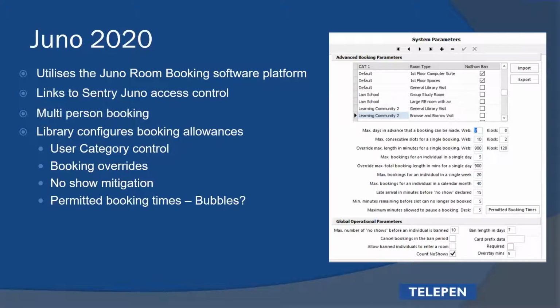And the library has full control over the booking allowances. You can do this via user category if you so wish. So it may be that different categories of user get different allowances, or you may just choose to have one single default. And you've got a whole range of options there for how many days in advance they can make bookings, the total amount of bookings they can make in a day or a week, all that sort of thing.